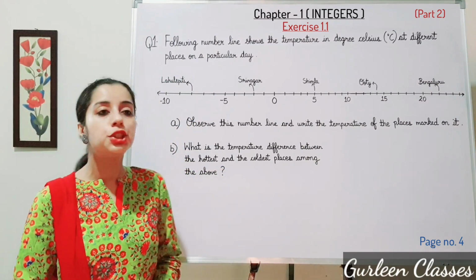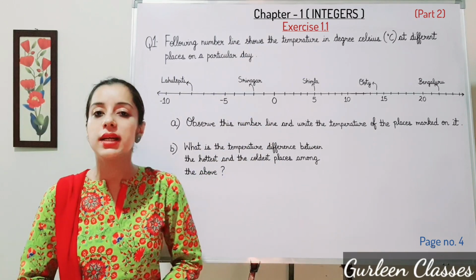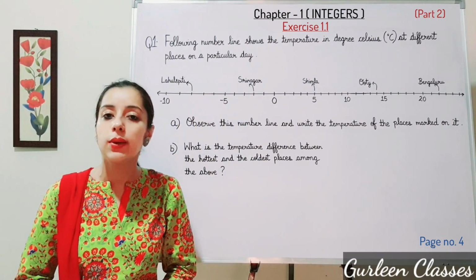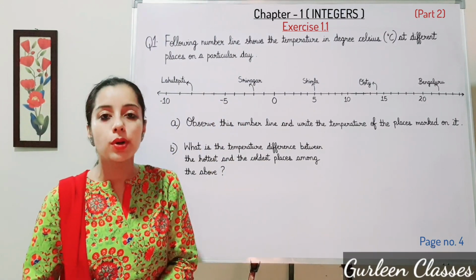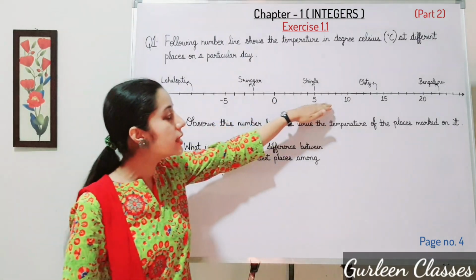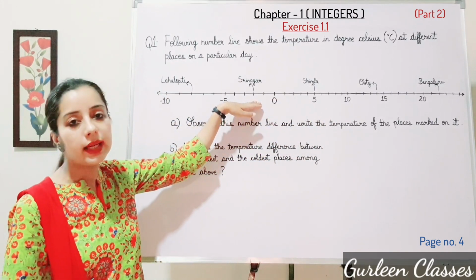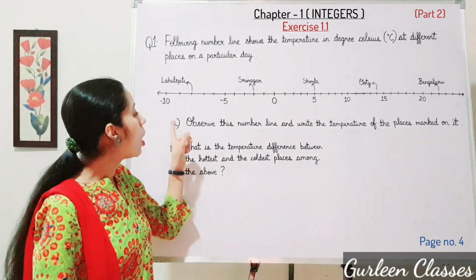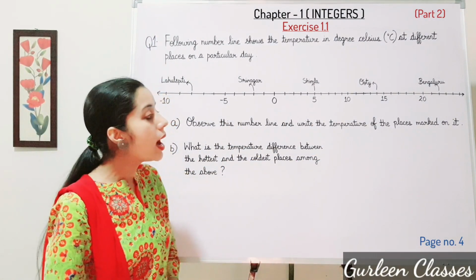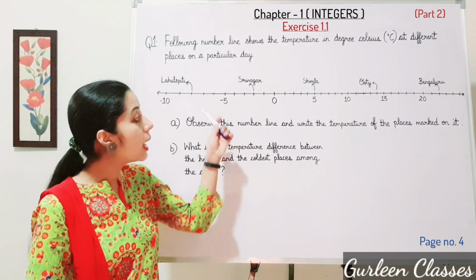Following number line shows the temperature in degrees Celsius at different places on a particular day. So students, in your books you can see this number line drawn. So here 0 is written and right side there are positive integers and left hand side there are negative integers. The question is, observe this number line and write the temperature of the places marked on it. We have to write the temperature of the places which are marked on it.